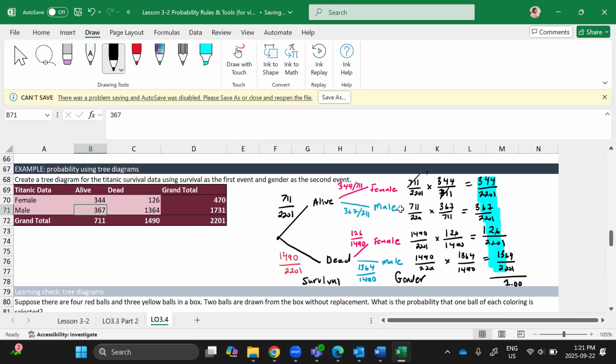And this is just another way to visualize the counts from a table and how it breaks down with each possible option. So you have two options for survival, two options for gender. This shows the probability breakdowns as well as each of the individual probabilities from the table. And that's a visualization using a tree diagram.